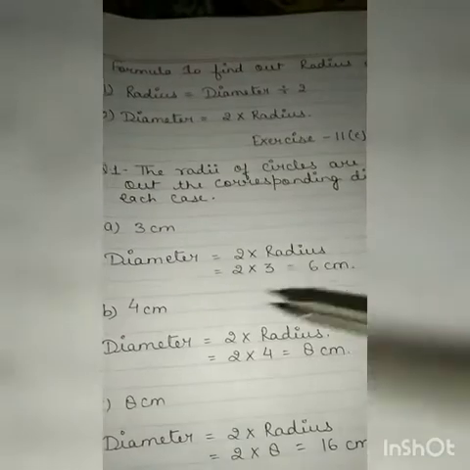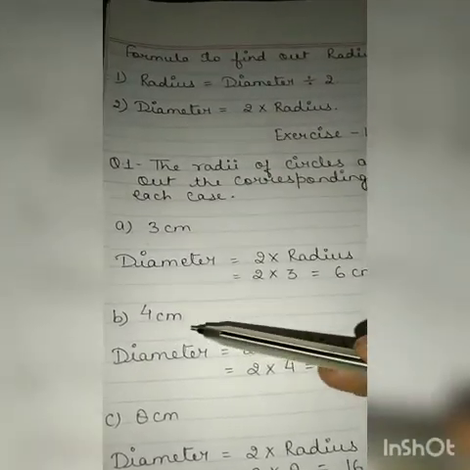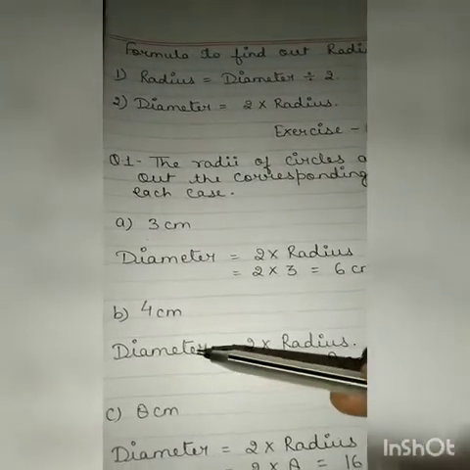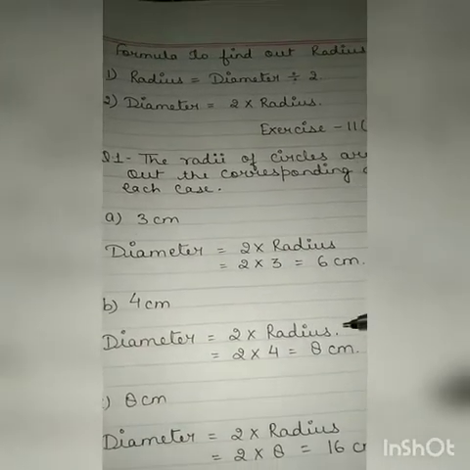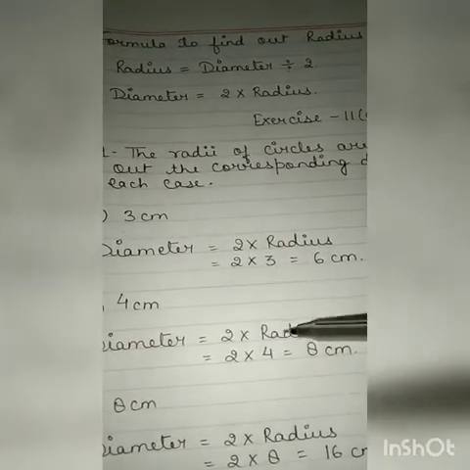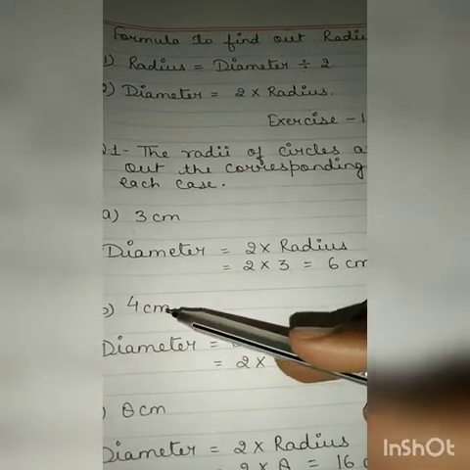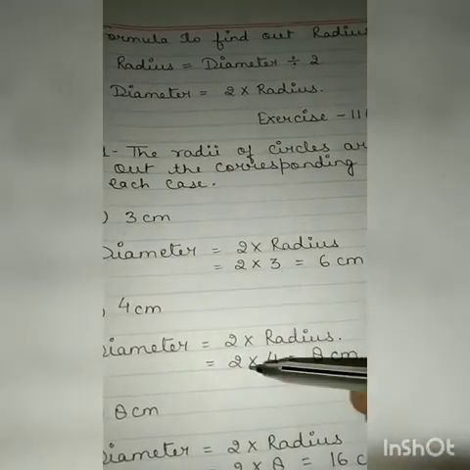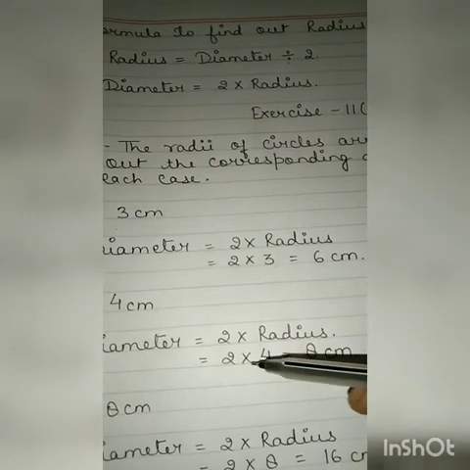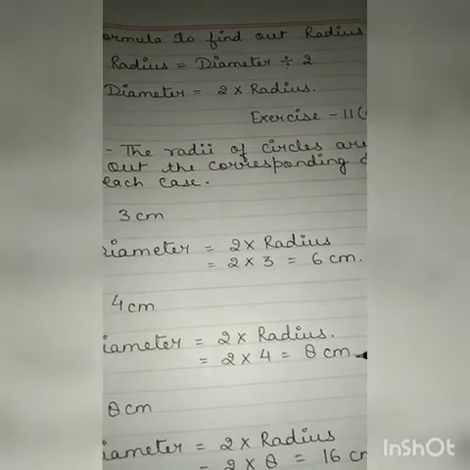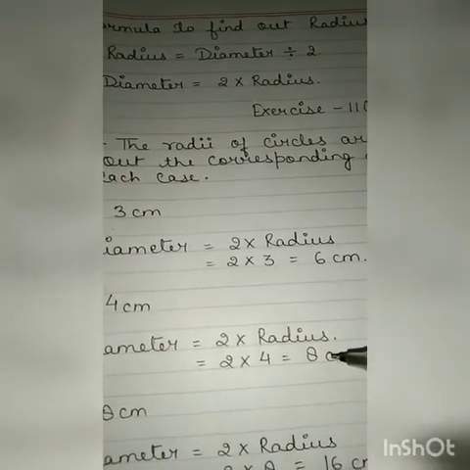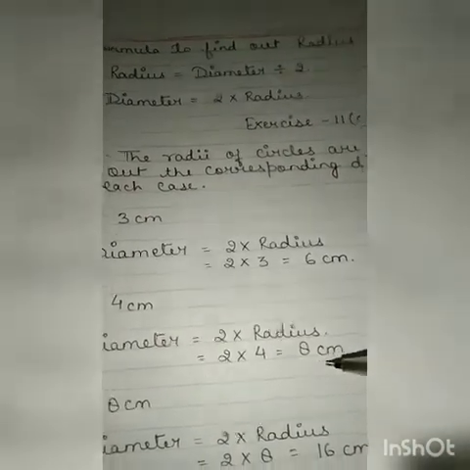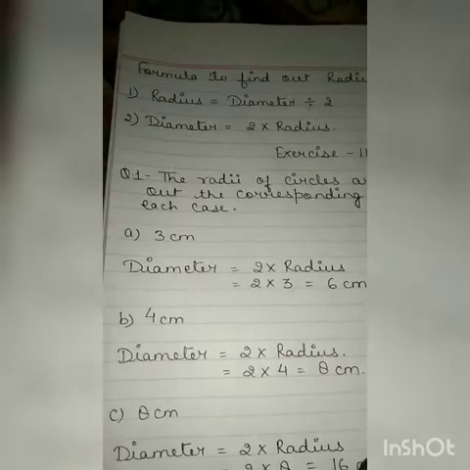Second question is 4 centimeter. 4 centimeter is again radius. We will put first the formula. Diameter is equal to 2 multiplied by radius. You will put 4 in place of radius, because 4 is given as radius in the question. So 2 multiplied by 4 will be 2 4s are 8 centimeter. Centimeter again given in the question, 4 centimeter. So answer will come in centimeter, that is 8 centimeter.